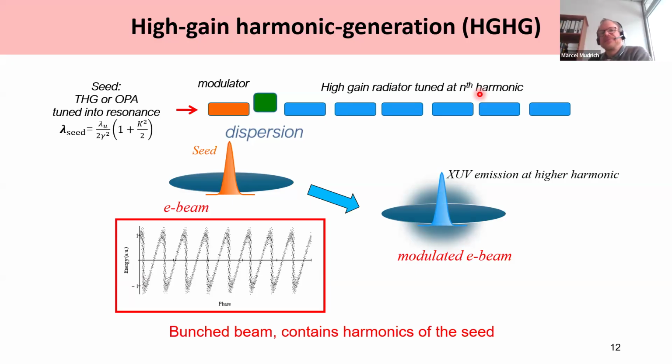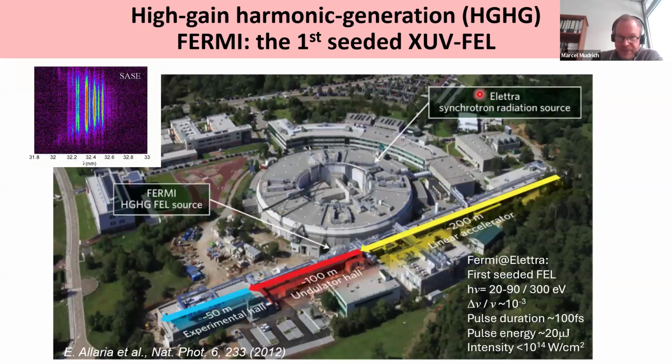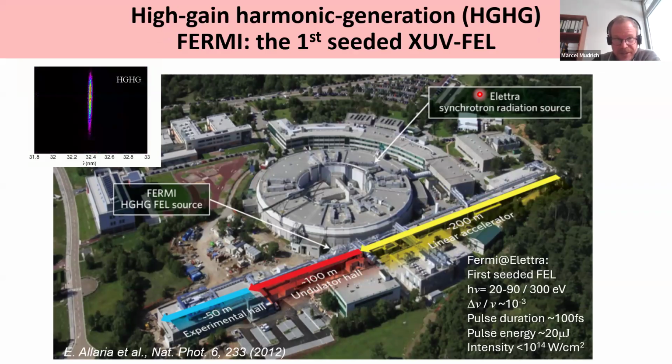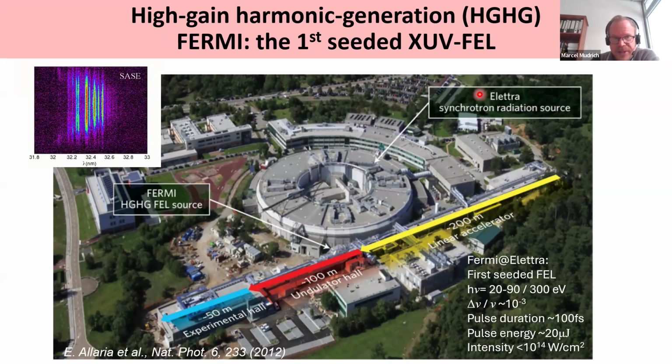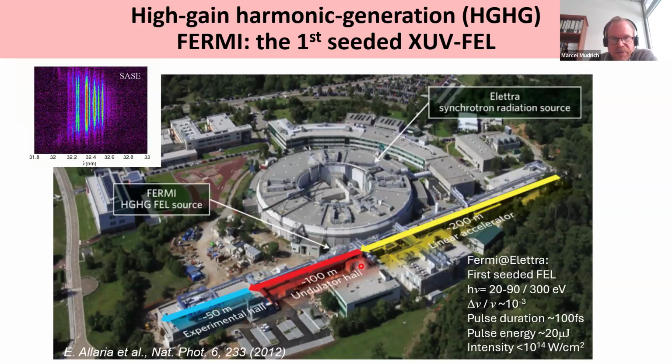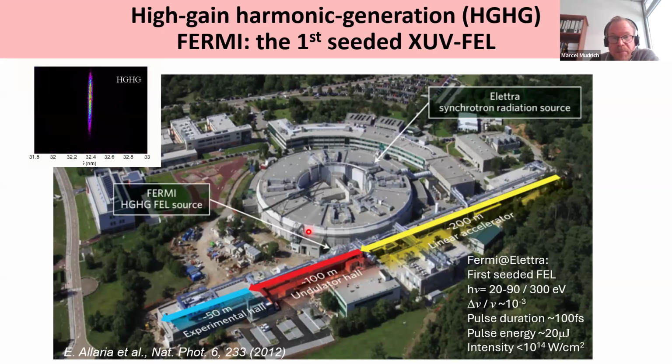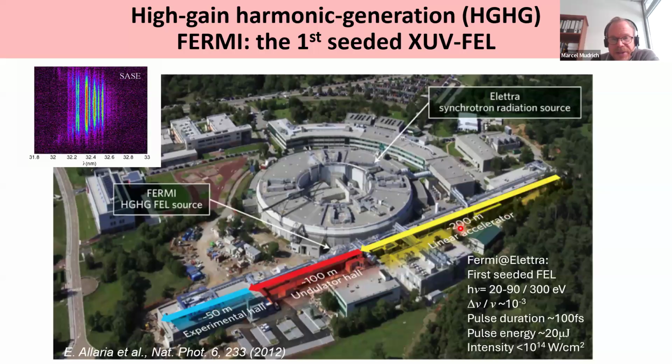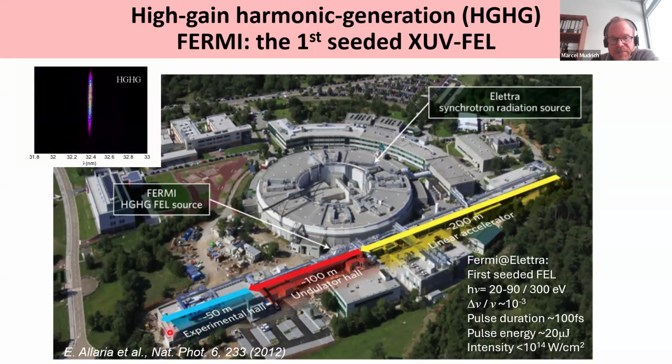So this is how HGHG, high gain harmonic generation, works. So far there is only one facility where this is routinely implemented and works on a routine basis. That's the free electron laser FERMI in Trieste in Italy. The FERMI free electron laser is this linear structure here. This is a view from above, where you can see a linear building which houses a linear accelerator, the undulator hall, and then the experimental hall. You can also see this round building.